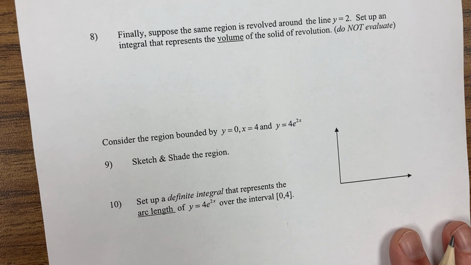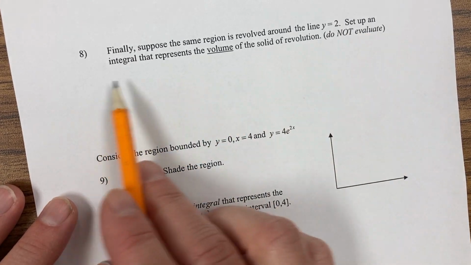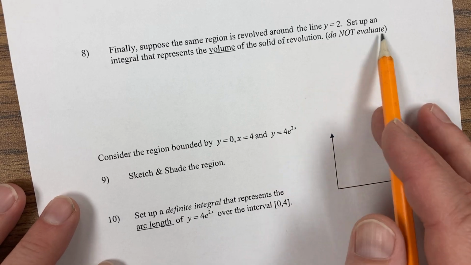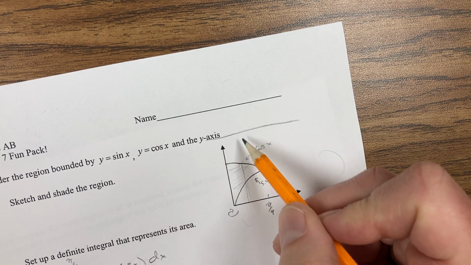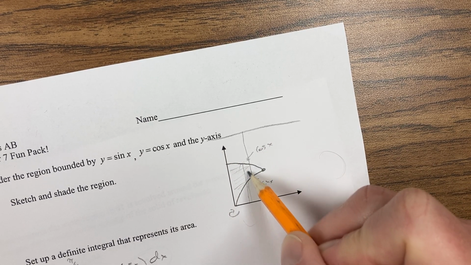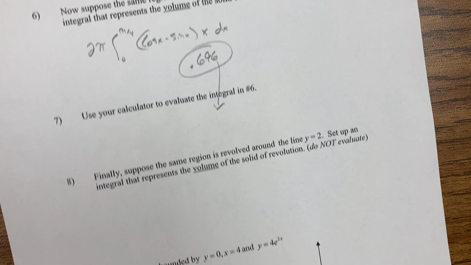All right, finally, suppose the same region is revolved along the line y equal 2. So that'll be an integral that represents the volume, but we won't evaluate this one. So if we go around the line y equal 2, that's up here. So now the big radius goes from here to down there, and the little radius goes from here to down there. All right, an old idea.